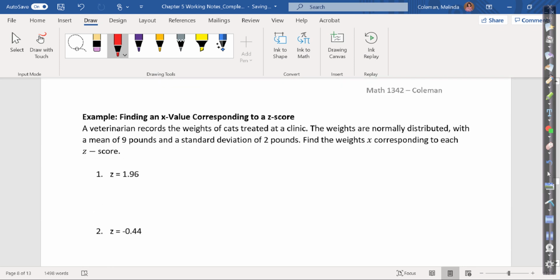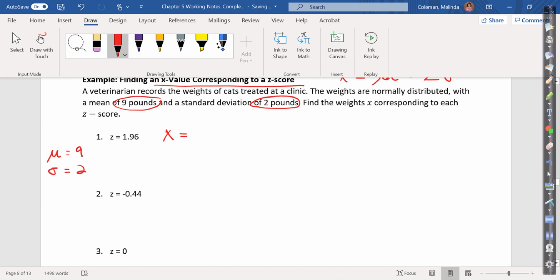So, example, find the x value that corresponds to the z-score. So x is going to equal mu plus z times the standard deviation. Very simple formula. A veterinarian records the weights of cats treated at the clinic. The weights are normally distributed with a mean of 9 pounds, standard deviation of 2. Find the weights x that correspond to each z-score.